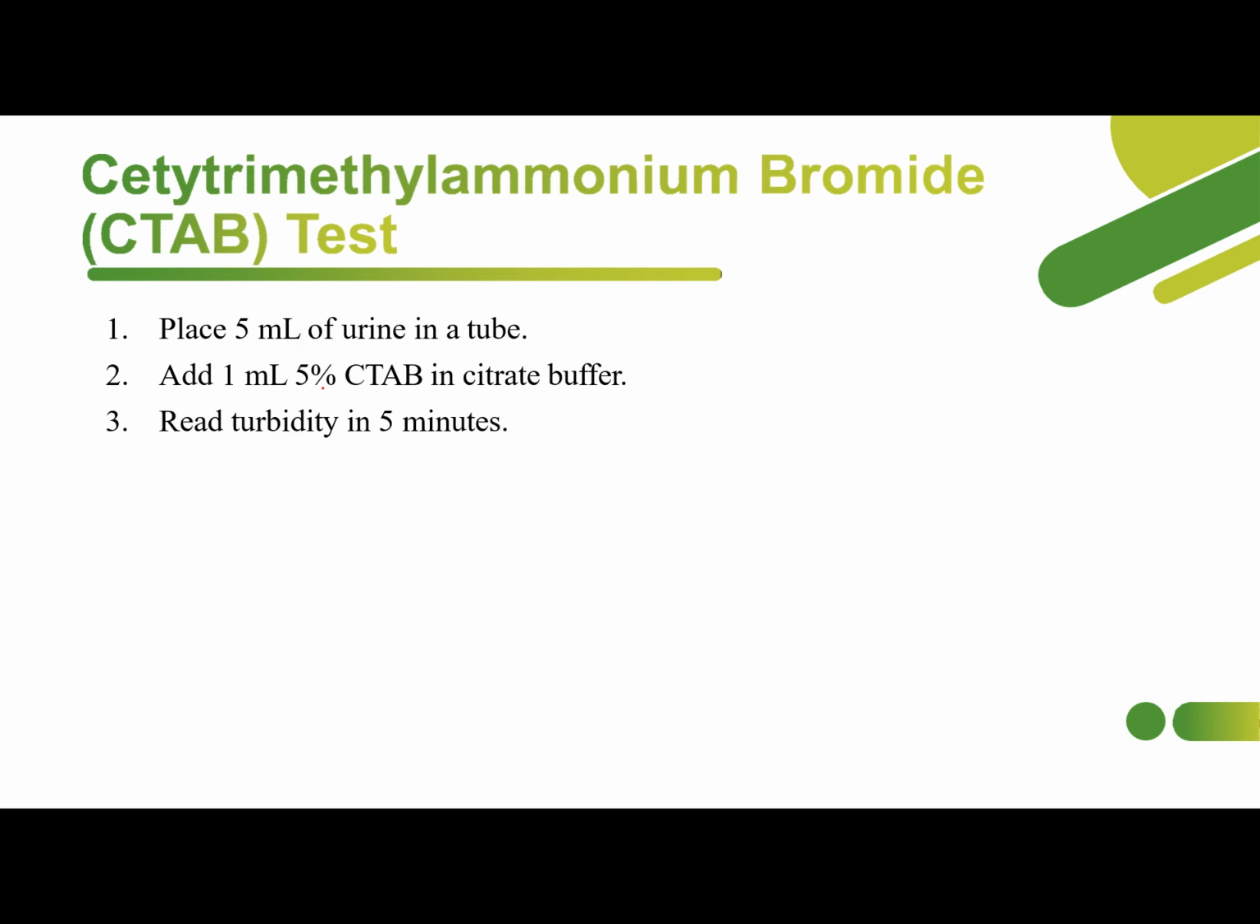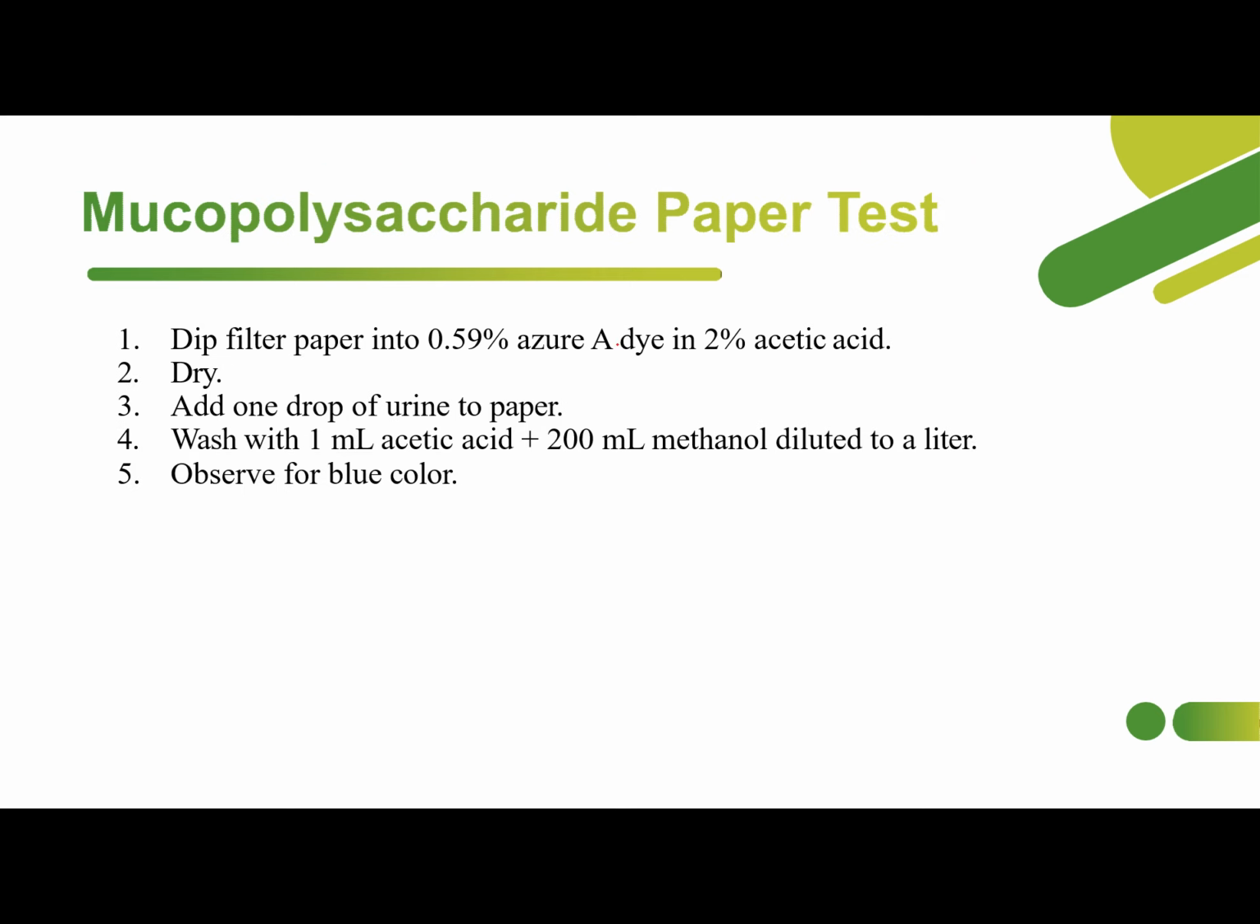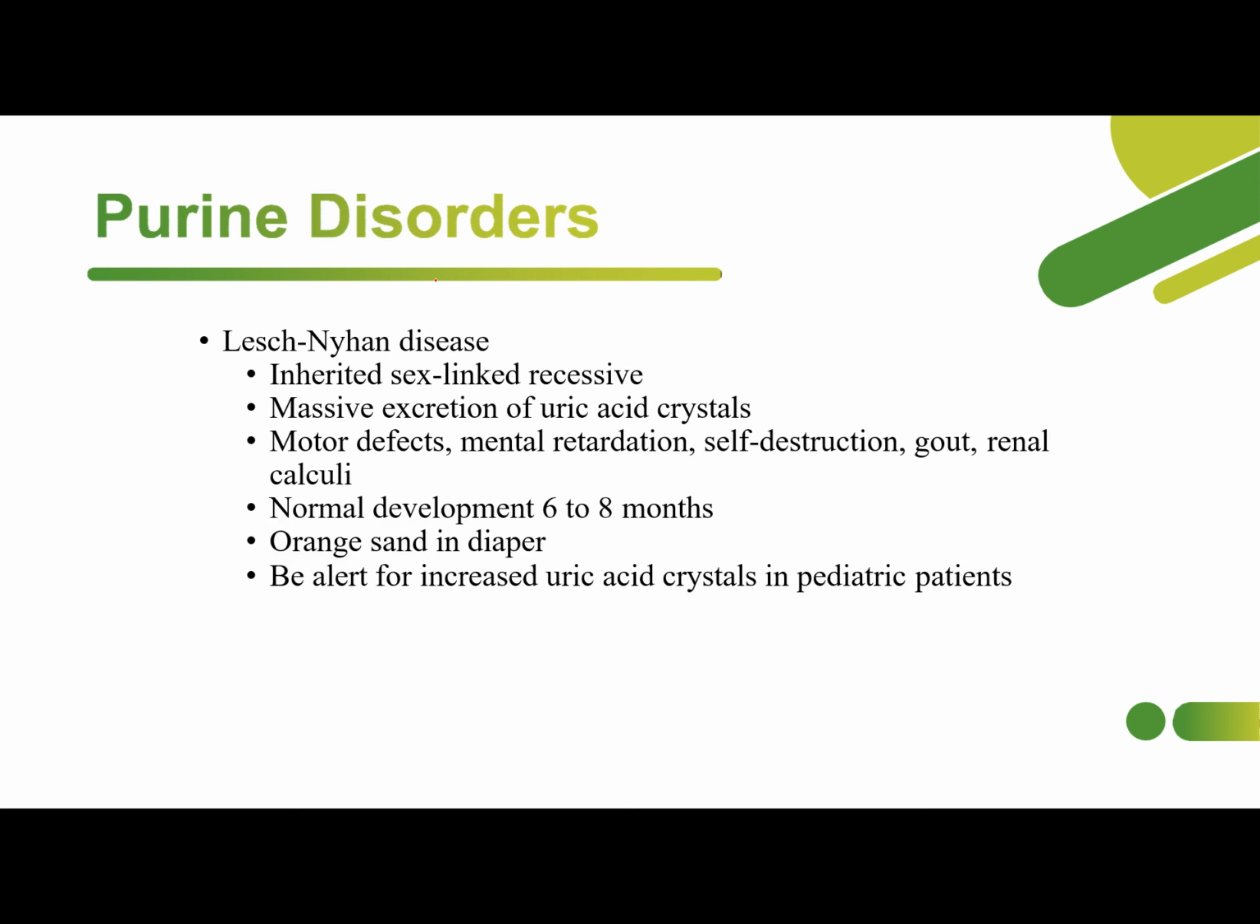So these are the steps for your CTAB. Place 5 ml of urine in a tube. Add 1 ml of 5% CTAB in citrate buffer. Read turbidity in 5 minutes. Then we have your mucopolysaccharide paper test. Dip filter paper into 0.59% Azure A dye in 2% acetic acid. Let it dry, then add 1 drop of urine to paper. Wash with 1 ml of acetic acid plus 200 ml of methanol diluted to a liter. Observe for blue color.